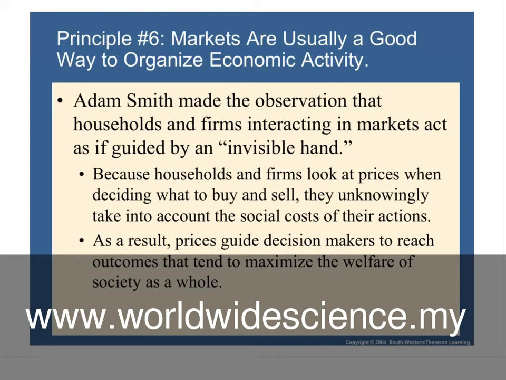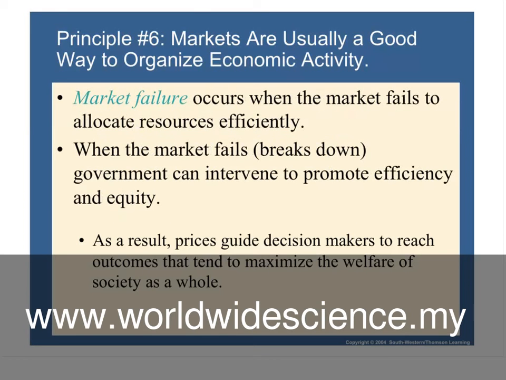understood that households and firms, when they are in a market economy, are led by an invisible hand. So they decide what to buy and not to buy, unknowingly taking into account the social cost of their action. So what is the social cost? What is the social marginal cost of their action? And because of that, the outcome that they get maximizes the welfare of society as a whole. So this is another concept, the invisible hand, which is customers or buyers and sellers unknowingly taking into consideration the social cost. Social cost is another cost, like what are the social costs of buying or making a decision. And because they consider that, there is this invisible hand in action when we make our decisions.